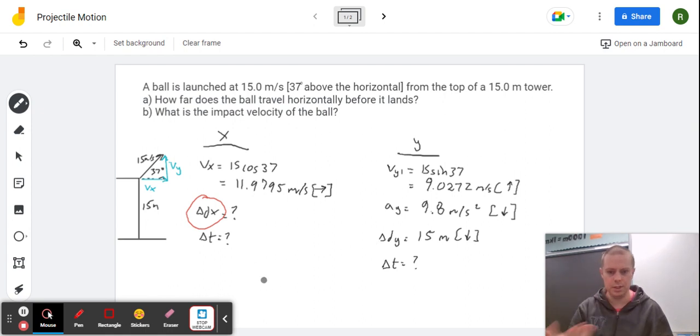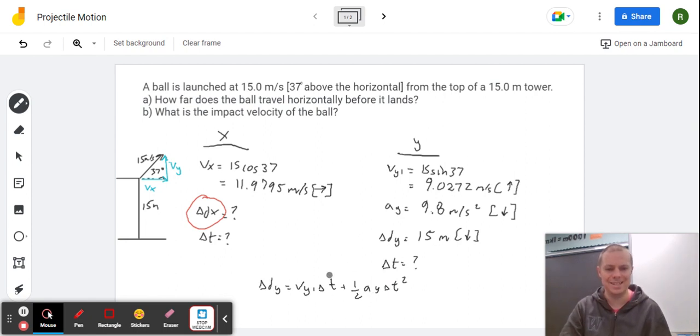The first is to use the equation that has dy, ay, vy1, and t. So delta dy equals vy1 delta t plus 1/2 ay delta t squared. We can use this equation to find time. But you'll notice we have t and t squared, like x and x squared, meaning this is a quadratic. In order to solve this equation for time, you're going to have to use the quadratic equation, right?